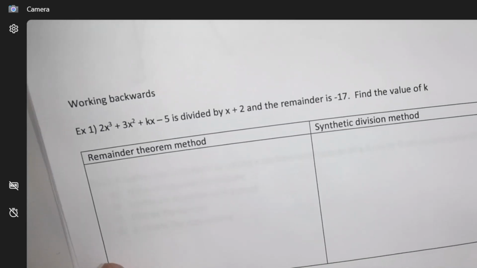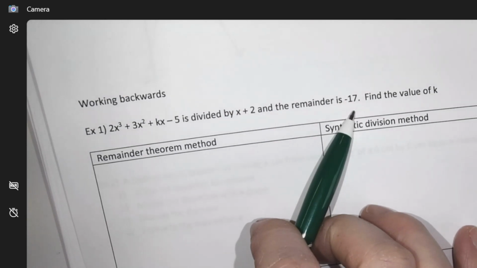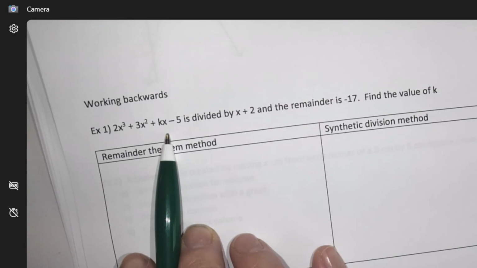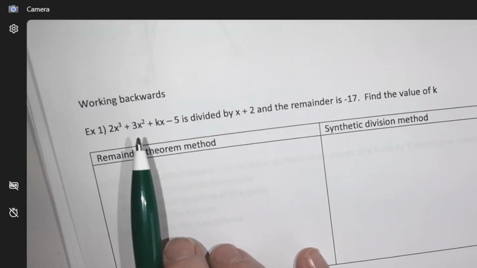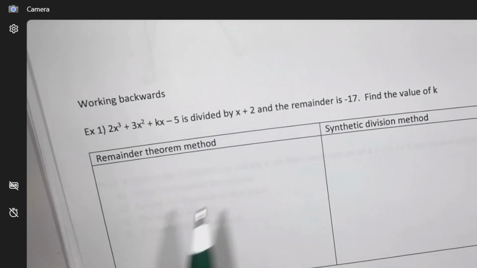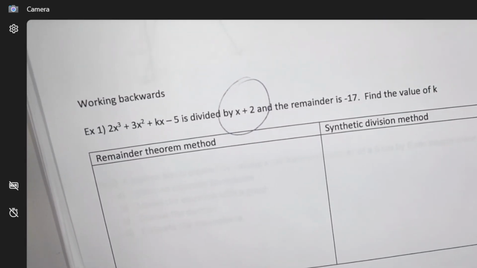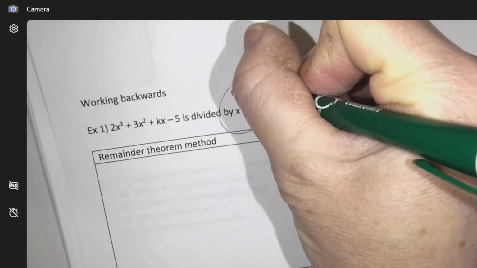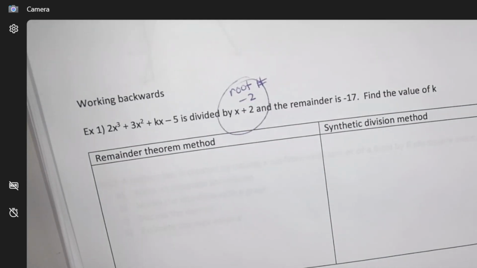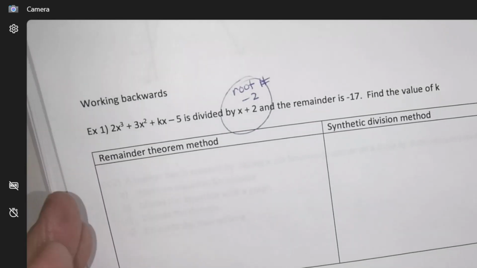Okay, working backwards. So here's a polynomial divided and the remainder was that. So this time I don't know something in the polynomial. I'm going to show you 2 methods. You can use the remainder theorem method or you can do the synthetic division method and you can pick which one you like better. So first things first, what is the root number there? -2. Okay, so the remainder theorem says I should plug in a -2.